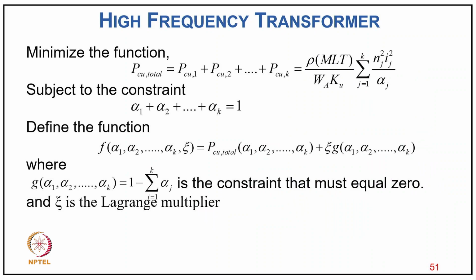So the function to minimize is Pcu total equal to Pcu1 plus Pcu2 up to Pcuk, that is rho MLT upon WA Ku, sum over j equal to 1 to k of nj square Ij square upon alpha j, subject to alpha 1 plus alpha 2 up to alpha k equal to 1. Define a function of alpha 1 to alpha k and eta, where Pcu total of alpha 1 to alpha k plus eta g of alpha 1 to alpha k, where g equal to 1 minus the sum over j equal to 1 to k of alpha j is the constraint that must be equal to 0, and eta is the Lagrange multiplier.